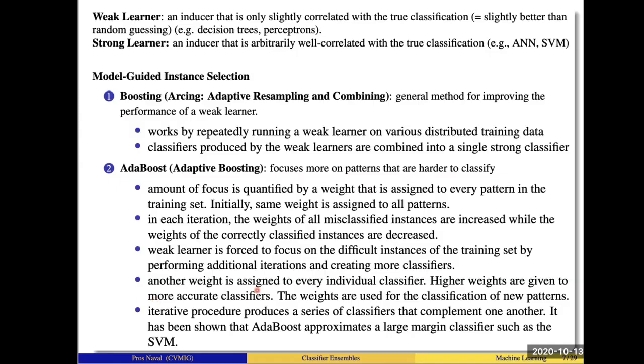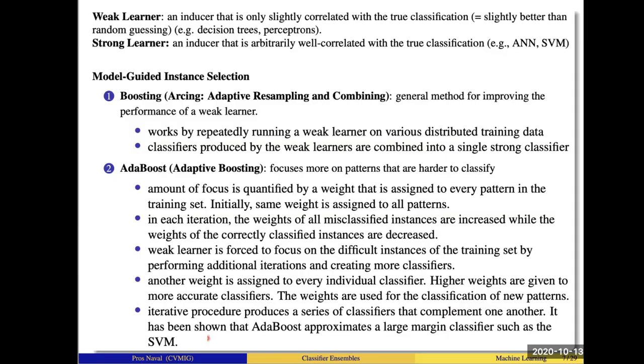Then another weight is assigned to every individual classifier. Higher weights are given to more accurate classifiers. And the weights are used for the classification of new patterns. So what we have here is an iterative procedure. AdaBoost is an iterative procedure that will produce a series of classifiers that complement one another.